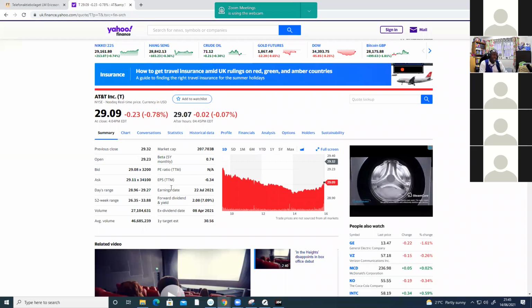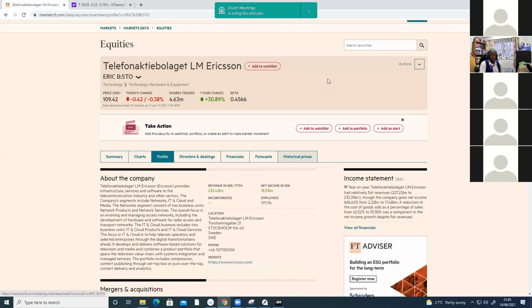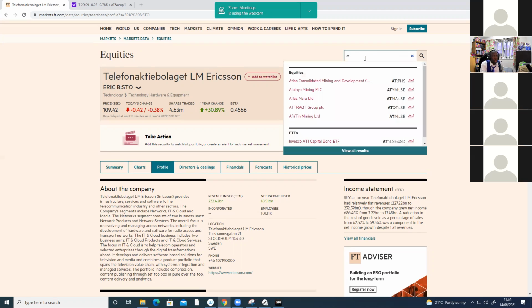So look, AT&T has got a negative earnings per share, and the price to earnings ratio is not even there. Look, the 1 year target is like 30.59. So okay, right. Let's dig deeper into AT&T now, and see what their net income is like. Are they making any profit? Or are they losing?